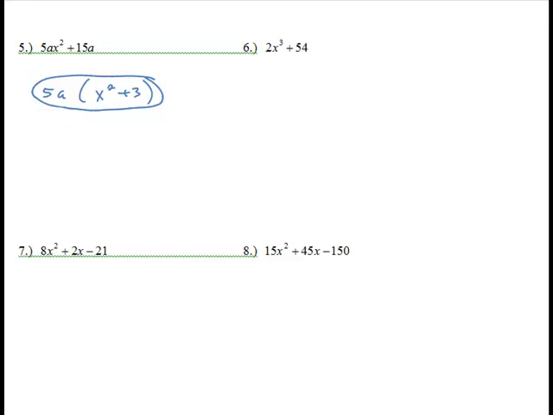We would not call this problem prime because we have done some factoring. Factoring out the greatest common factor is factoring. It's just all the factoring that we can do.